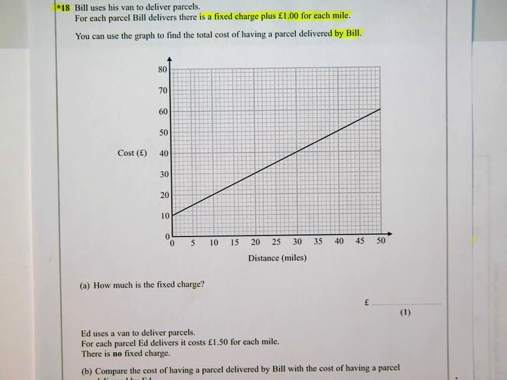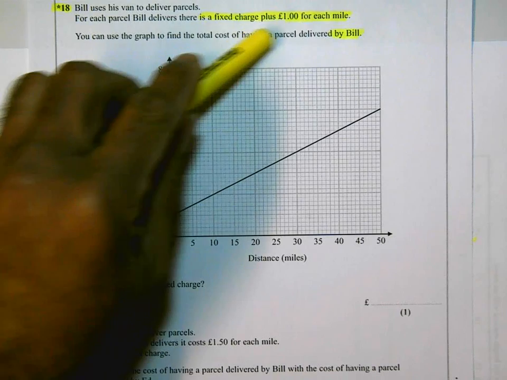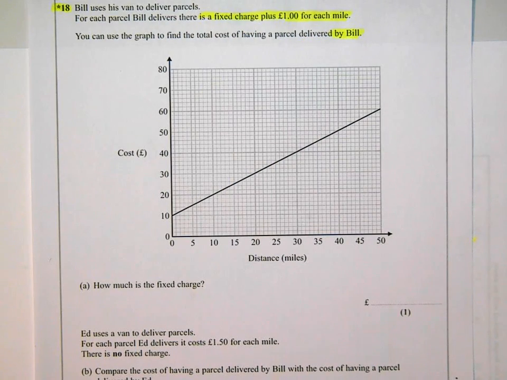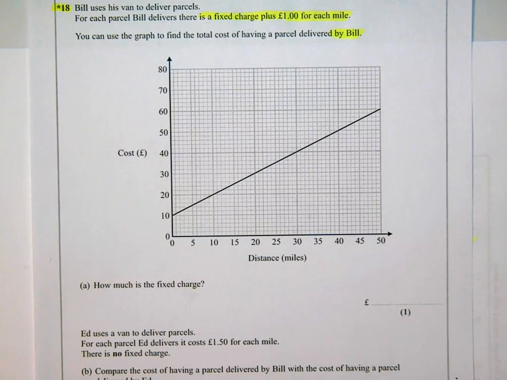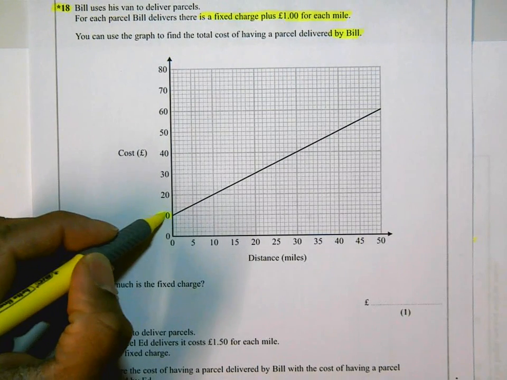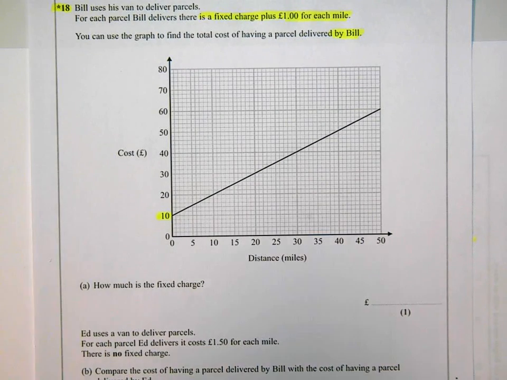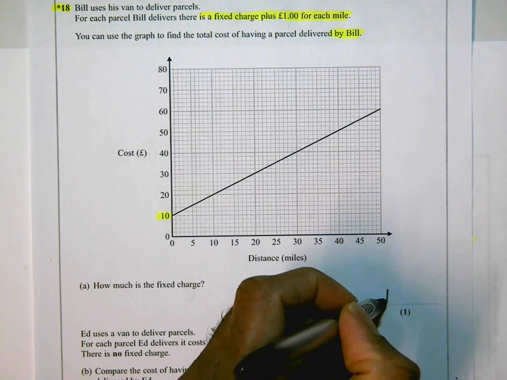Well, fixed charge is how much you pay at the very beginning, no matter what. So the fixed charge in this case is how much you pay no matter what distance they travel to deliver the package. So if the distance was 0, how much are you going to pay? In this case, looking at the graph, you could see that even before a package leaves or starts moving, you have to pay £10. So that is the fixed charge. The fixed charge is £10.